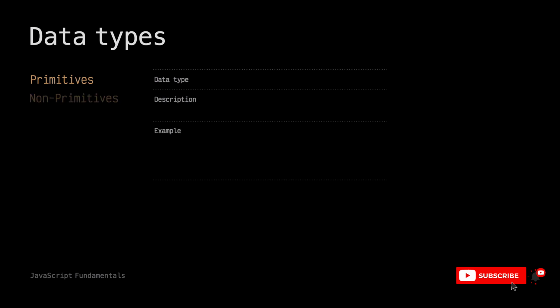There are two categories that represent data types in JavaScript: primitive data types and non-primitive data types. Primitive data types are stored in memory by value, while non-primitives are stored in memory by reference. As of today, JavaScript defines the following data types.